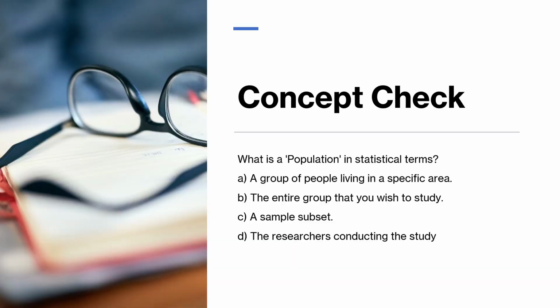Quick concept check. What is a population in statistical terms? A, a group of people living in a specific area. B, the entire group that you wish to study. C, a sample subset. Or D, the researchers conducting the study. The answer here: population is the entire group that you wish to study.